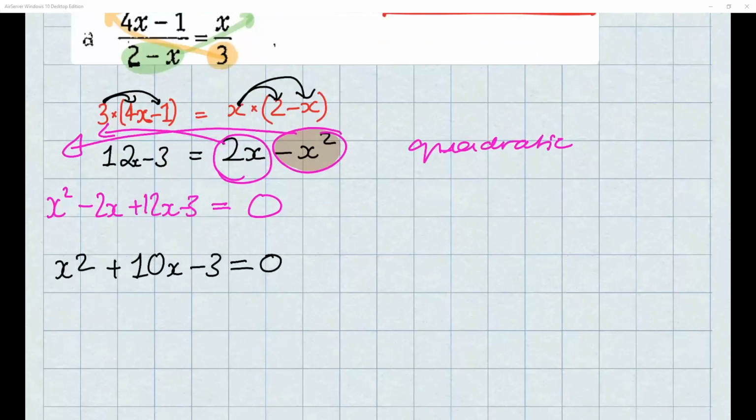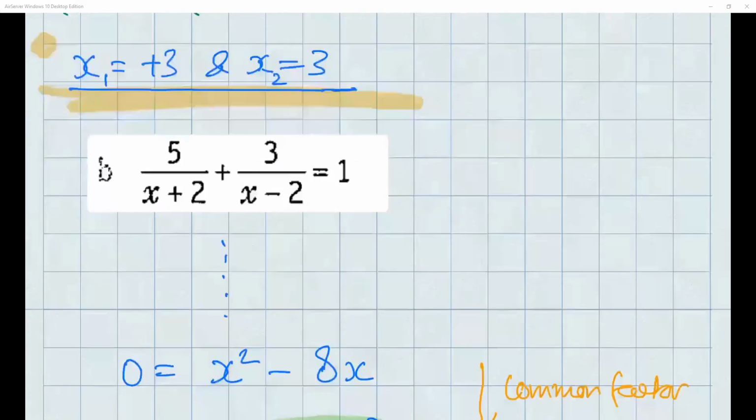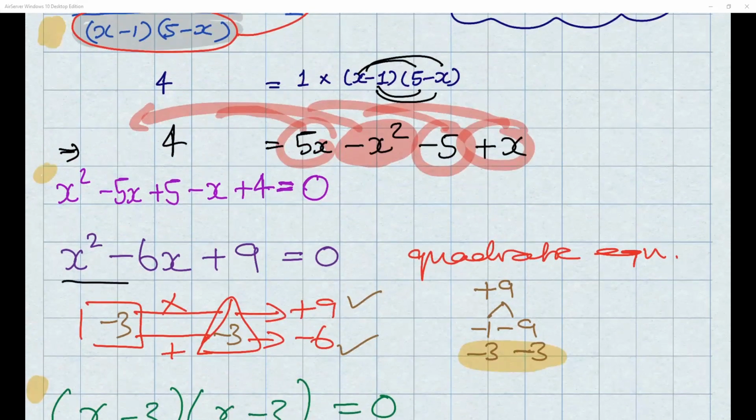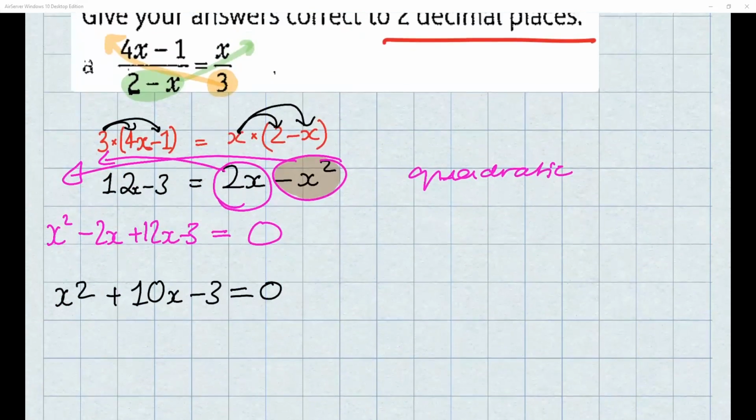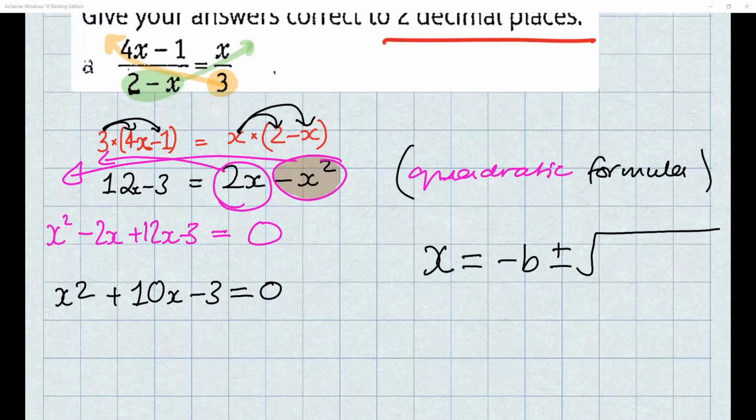So this is where we got up to last time on the other questions as well. Now, one thing that we know is that we can't factorize this question because it's difficult for us to find two numbers that multiply to give you minus 3 and add to give you 10. For this one, we'll need to use the quadratic formula. So Ibrahim, do you know what the quadratic formula is? Is it minus b? X equals minus b plus or minus square root b squared minus 4ac over 2a.